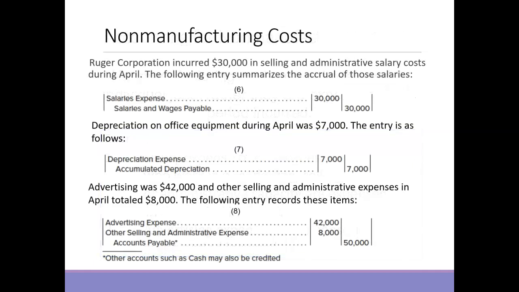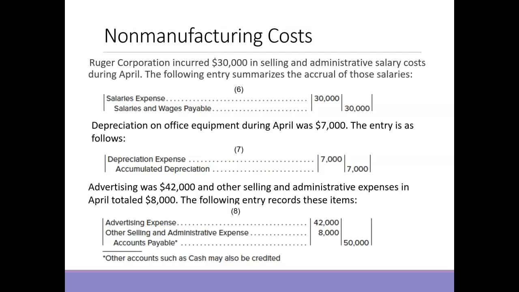So, Ruger's incurred $30,000 in selling and admin costs during April. It's going straight to the income statement. Salaries expense, salaries payable. Depreciation on office equipment, depreciation expense, accumulated depreciation. Now, guys, if this was equipment in the factory, then that would be a manufacturing overhead expense, wouldn't it? But if it's office equipment, it's a period cost.